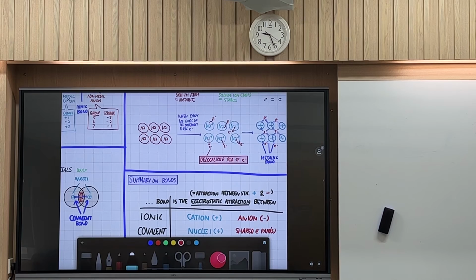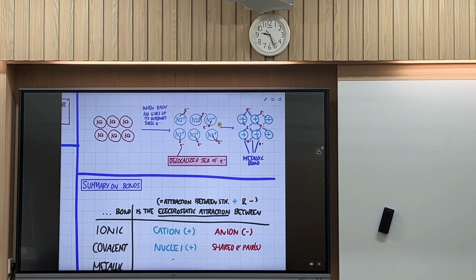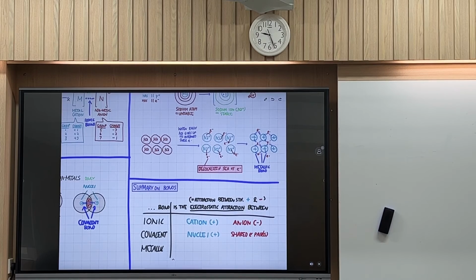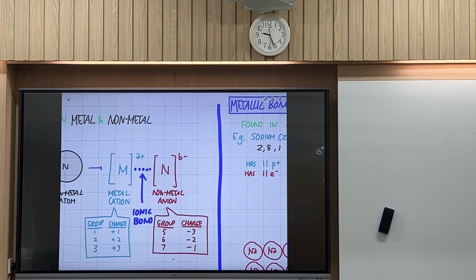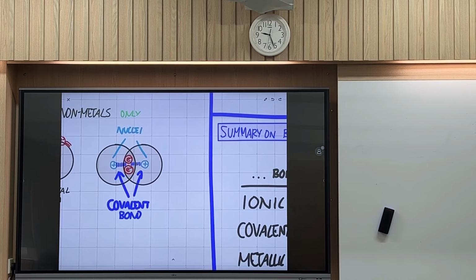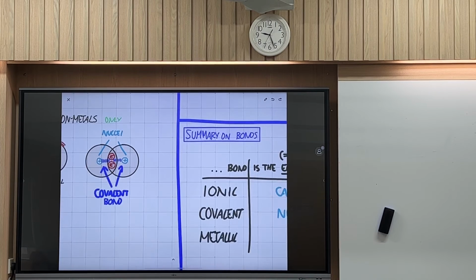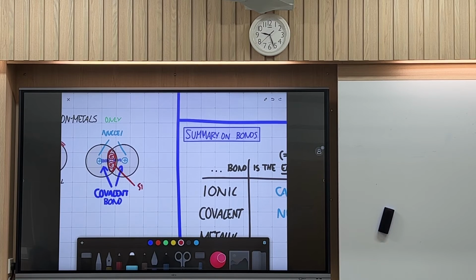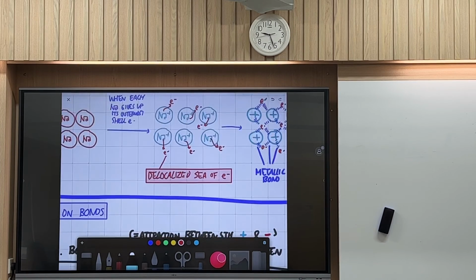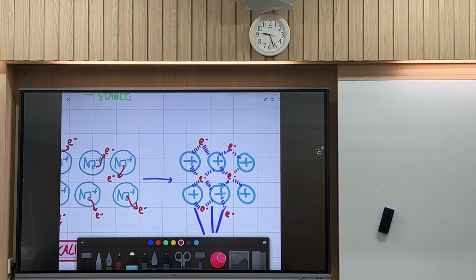So, what else? We have also metallic bond. Can anyone tell me what you think makes up the metallic bond? If the ionic bond is the attraction between cations and anions, if covalent bond is the attraction between positive nuclei and shared electron pairs, what about metallic bond? What is metallic bond the attraction between? Delocalised electrons, and what do you call a positive ion? Cation. So write down: it is the attraction between cations and the localized sea of electrons.